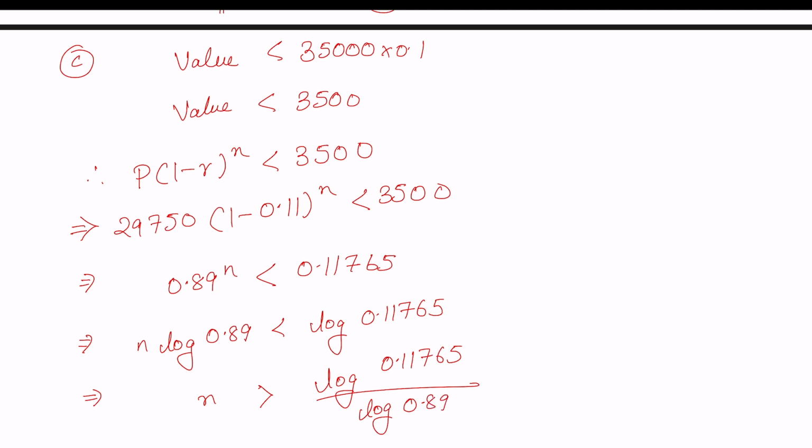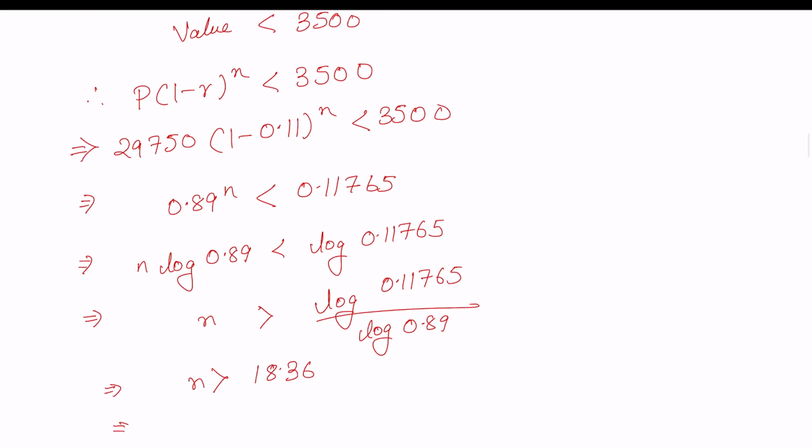Now you might be thinking, why did I change the sign? The thing is, the log of 0.89 is actually a negative value, right? And if you are multiplying or dividing an inequality by a negative value, you have to flip the inequality sign. So that's why this inequality sign got flipped. So n would be greater than 18.36 if you simplify this. Now greater than 18.36 means n is approximately 19 years, right?